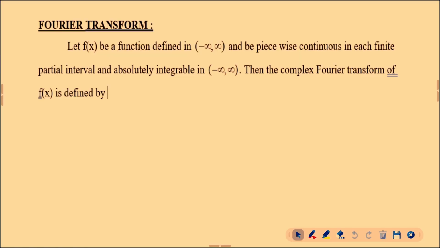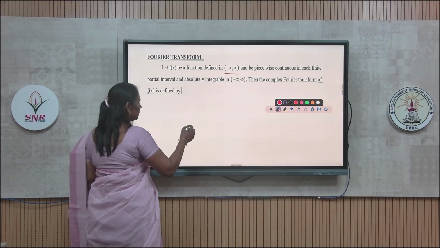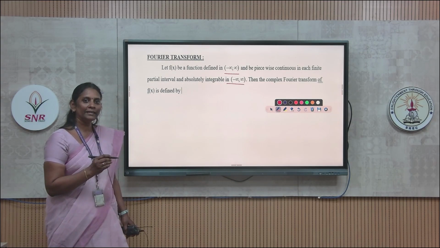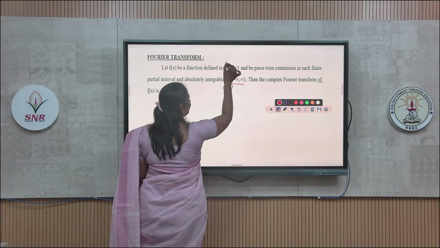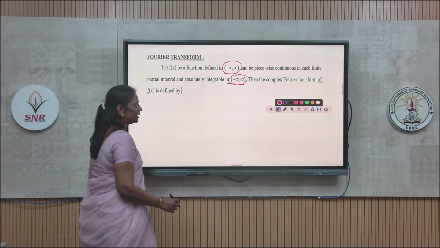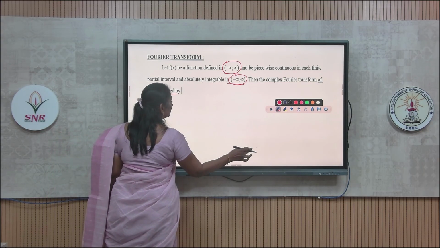So, this is the definition of Fourier transform. Let f of x be a function defined in the interval minus infinity to plus infinity and be piecewise continuous in each finite partial interval and absolutely integrable in the interval minus to plus infinity. So, Fourier transform is defined only for the infinite interval.